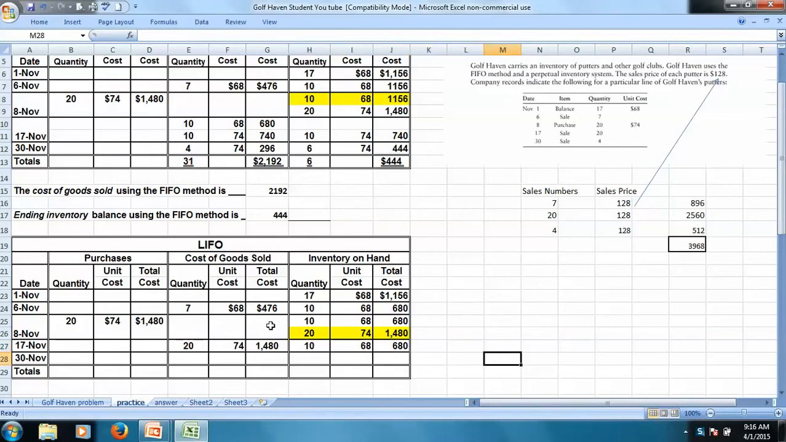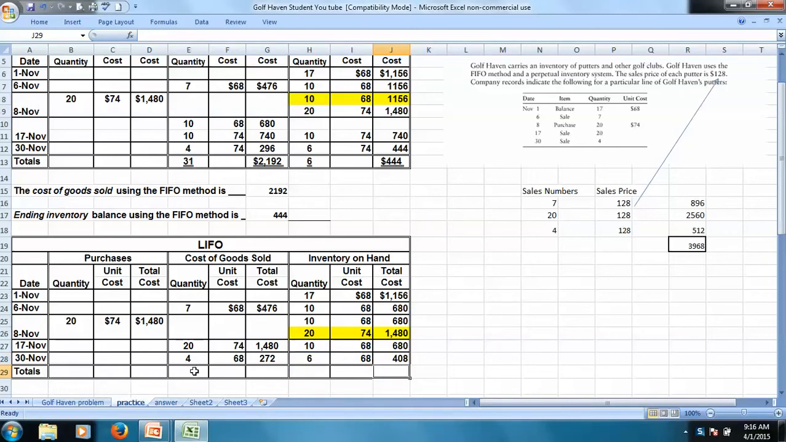Now on the 30th, we sell 4 more putters. We're going to go ahead and put down those 4 that we sold. And at what cost are we going to assign? Well, the only ones left were the 10 putters at a cost of $68. So the cost of that sale to us, 4 times the 68, 272. How many putters do we have sitting in the store? Well, there's still only 6 putters sitting in the store. However, now the 6 putters sitting in the store are going to have what cost assigned? 68.